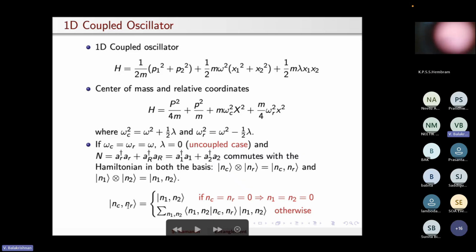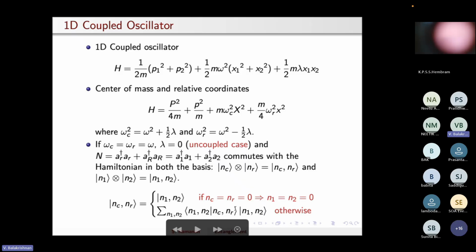However, for any other choice of NC and NR, for example, I could keep NC equal 0 but have a non-zero value of NR, or the other way around, I will always have states which are entangled with respect to the uncoupled states.